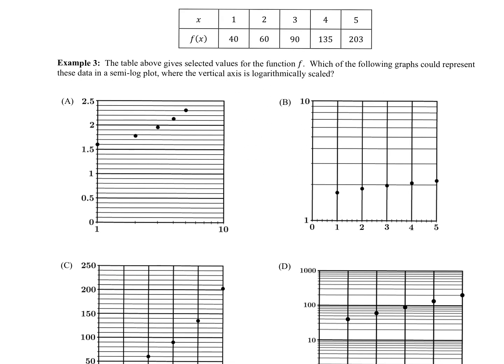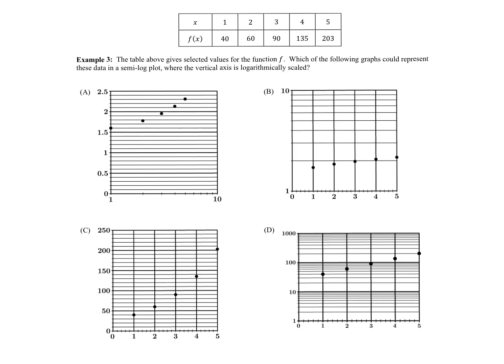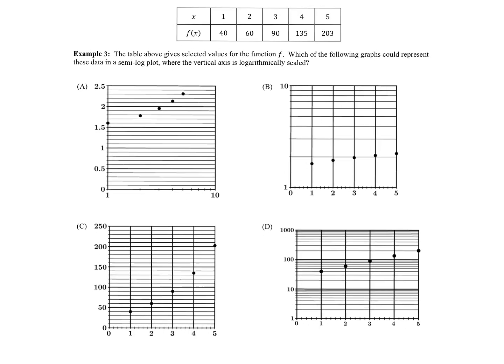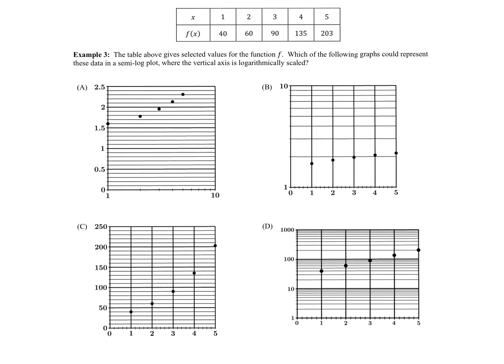Example 3. The table above gives selected values for the function f. Which of the following graphs could represent these data plotted in a semi-log plot, where the vertical axis is logarithmically scaled? All right, beautiful. So I've looked at a somewhat decent amount of these problems. Which 2 are not logarithmically scaled, first of all? C and A. Those are not logarithmically scaled.